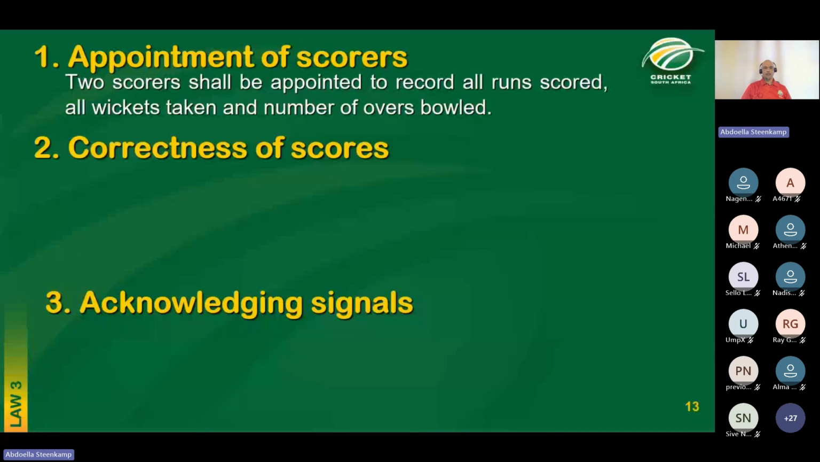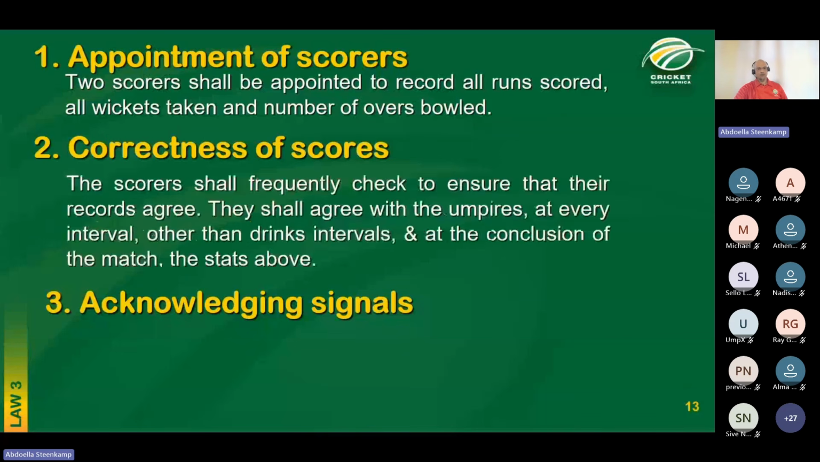Things like injuries to players, as an example, those timings, umpires will record. Scorers don't need to worry about those. Umpires will inform the scorers at the next interval or after the day's play. But all scorers need to do is runs, wickets taken, and number of overs bowled. That's all they need to record.